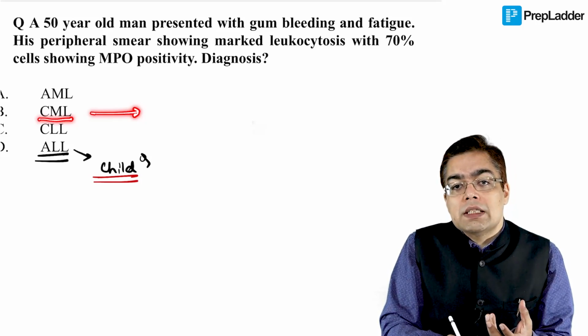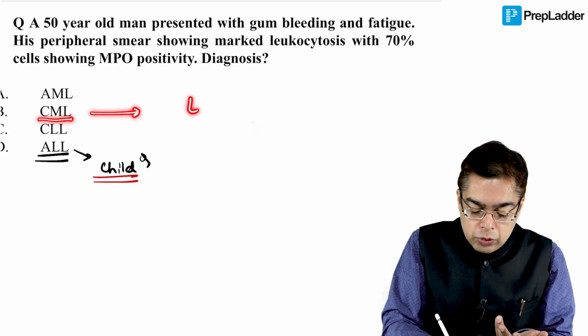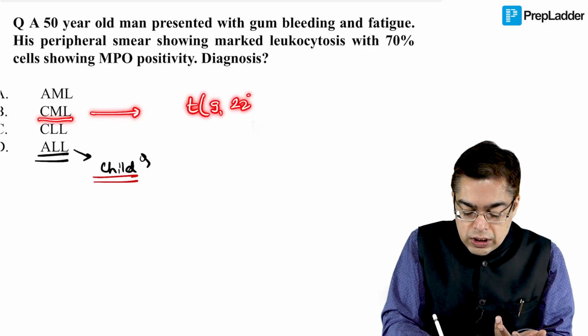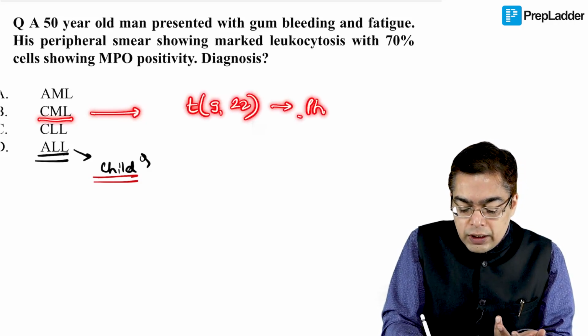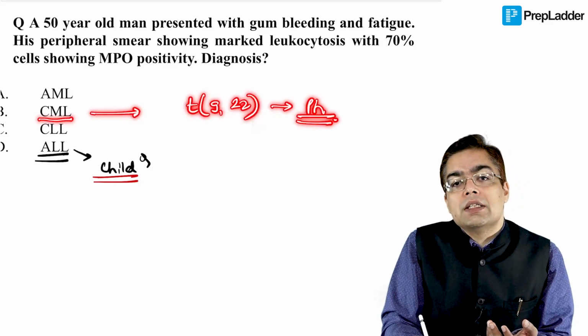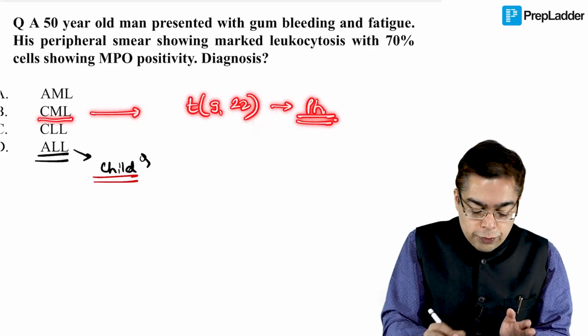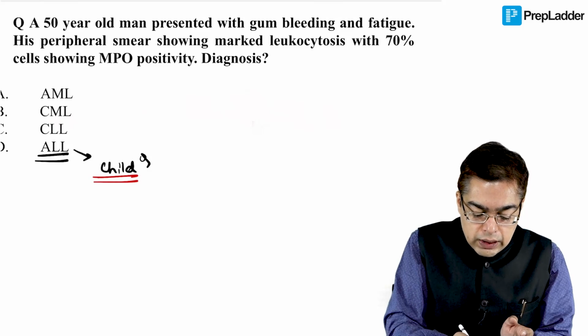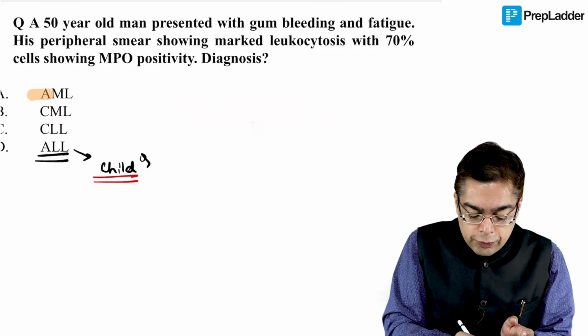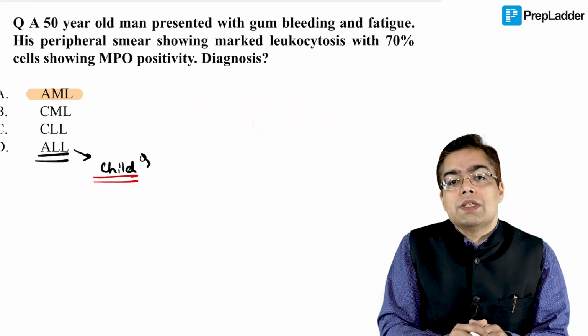When we talk about something like CML, easy for you to recall, we have to talk about the translocation 9;22, the Philadelphia chromosome, the increased tyrosine kinase activity, so on and so forth. So for this particular question, I do believe that the answer would have been clearly marked by a majority of you pretty well, that should be ticked up as AML.